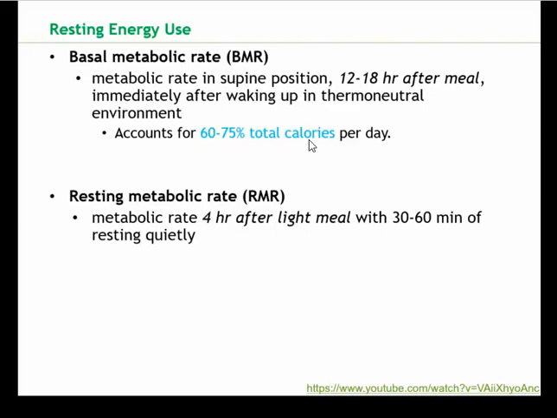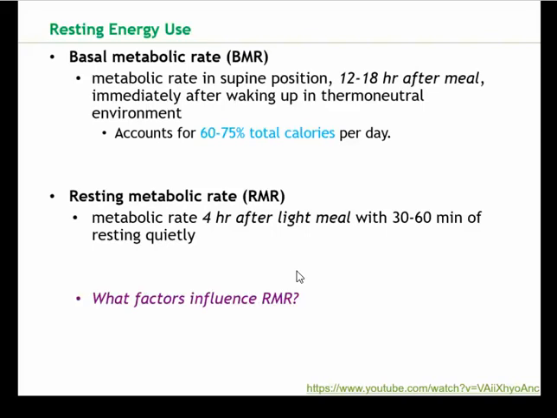Resting metabolic rate is similar, but this is 4 hours after a light meal with 30 to 60 minutes of resting quietly. So laying down, resting quietly, just 4 hours after you've consumed a meal. This has easier guidelines to follow and account for, and it's not as accurate as basal metabolic rate, but it still gives you how much energy you expend at a rested state.